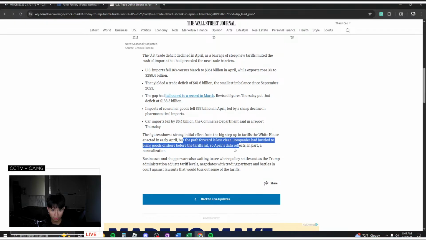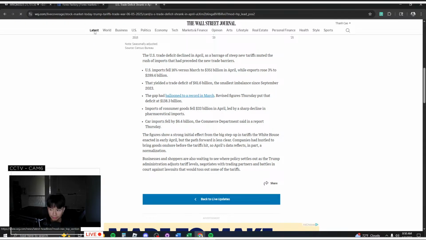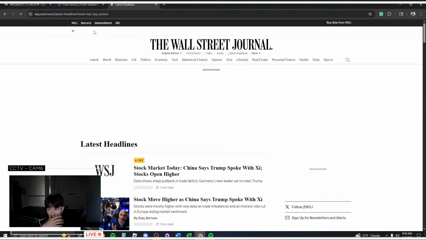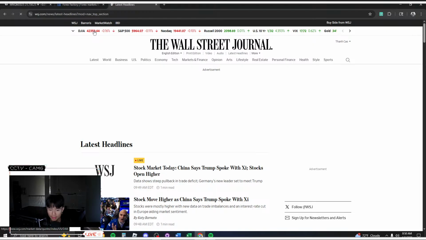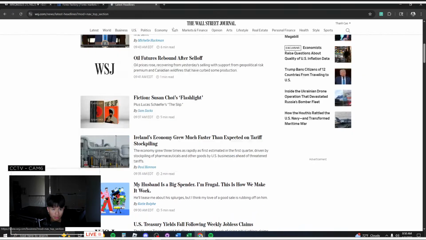Companies had hustled to bring goods onshore before the tariffs hit. So April's data reflected the idea that companies did front load a lot of things, so the trade deficit has to have grown. The uncertainty, however, in his policies could lead to slower growth as companies are going to wait to see for more clarity.